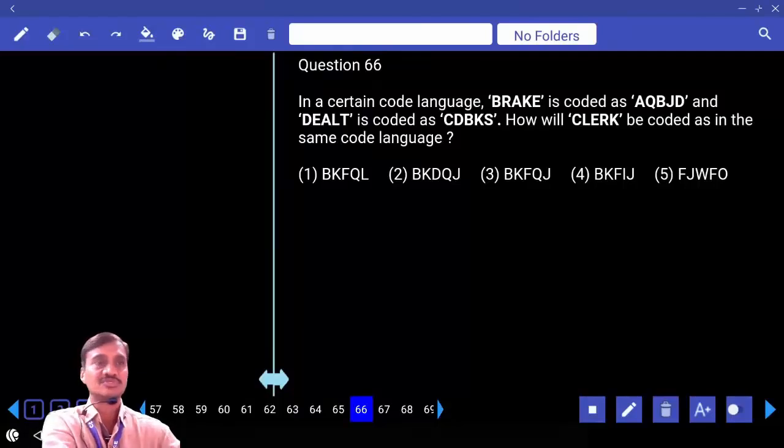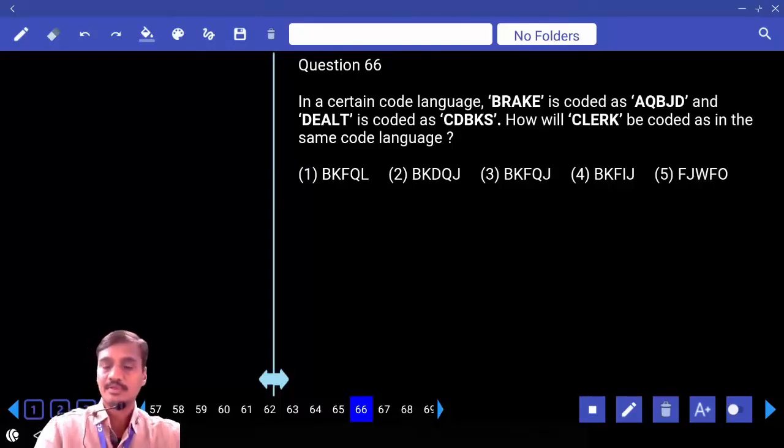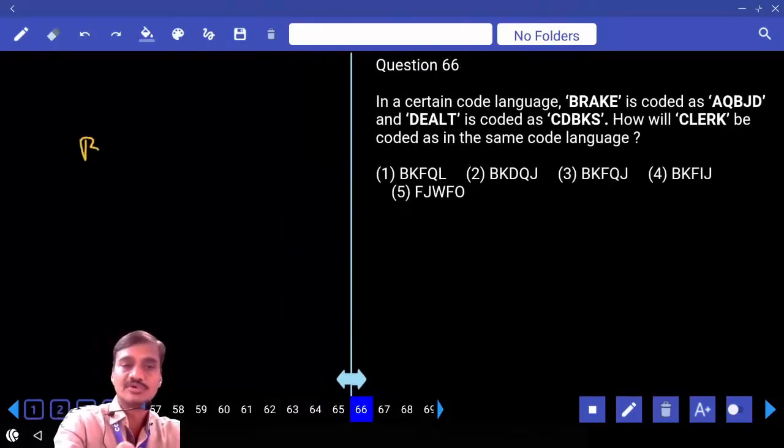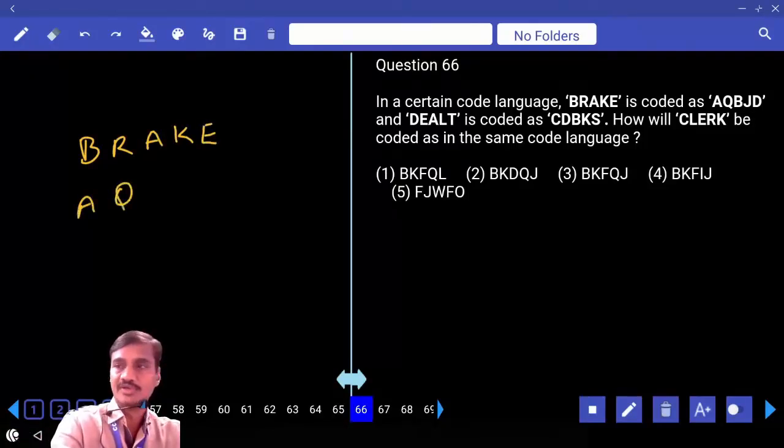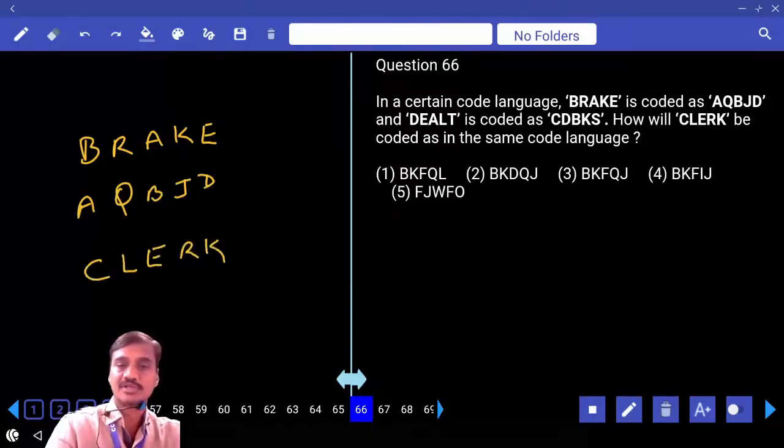Question number 66 onwards. Now 66, what is the question we have? It is based on coding and decoding. In a certain code language, the word break, and what is the code we have? AQBJD. And in the same way, how is the word clerk coded in this one? What is the code given to the word clerk?